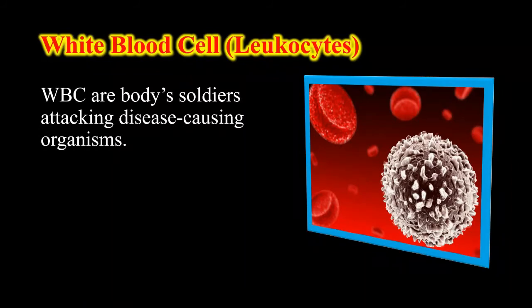The white blood cells are also called leukocytes or WBC. The WBC are the body's soldiers and they attack disease-causing organisms. The WBC are larger than the RBC and they are irregular in shape. The function of the white blood cells is to protect us from disease-causing organisms. Whenever our body comes in contact with pathogens or disease-causing organisms, the WBC engulf them and digest them. So in this way WBC protect us from diseases.